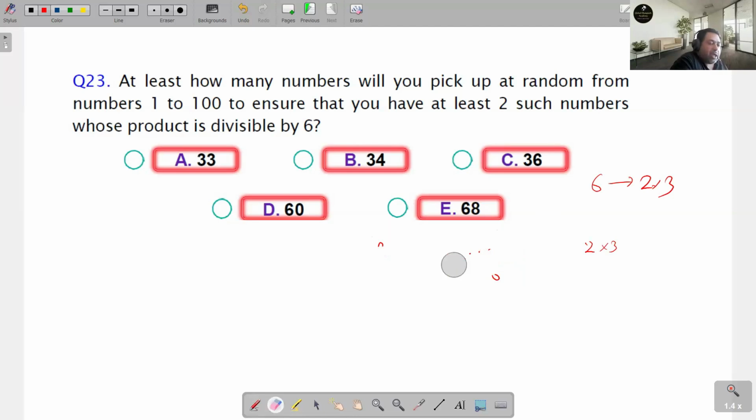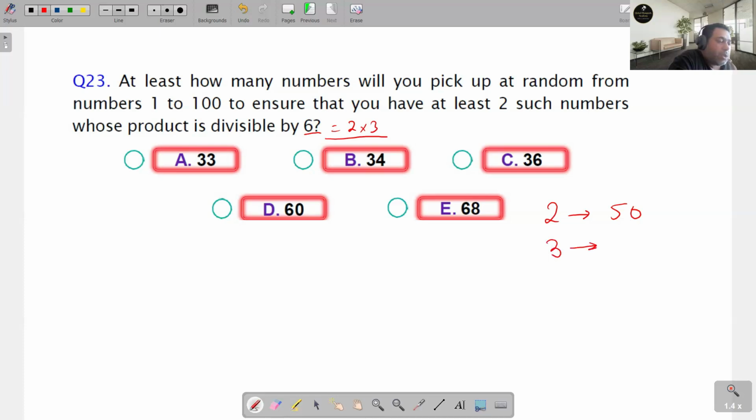All right, so let's understand this question. There is a pigeonhole also involved in this. First of all, how many multiples of 2 are there? Because we are dealing with 6, which is 2 into 3, we'll see how many multiples of 2 are there from 1 to 100. You know that 2's multiples will be 50, all the even numbers starting from 2 till 100. How many multiples of 3 are in this? From 3 to 99, there are 33 of them. 33 times 3 is 99.